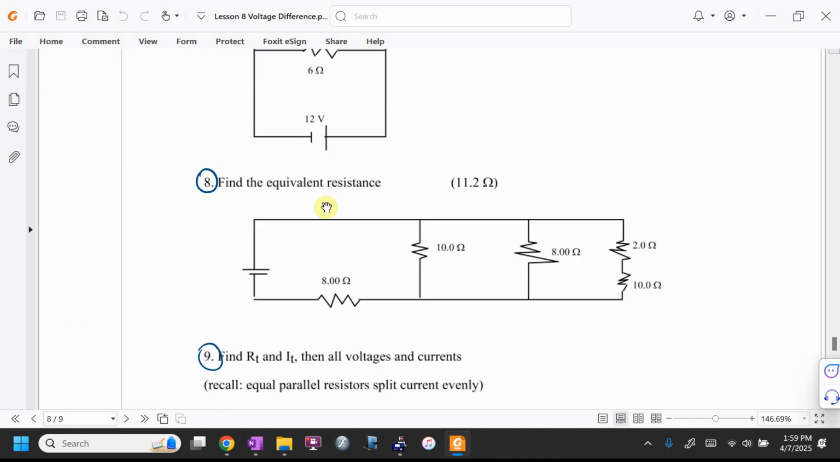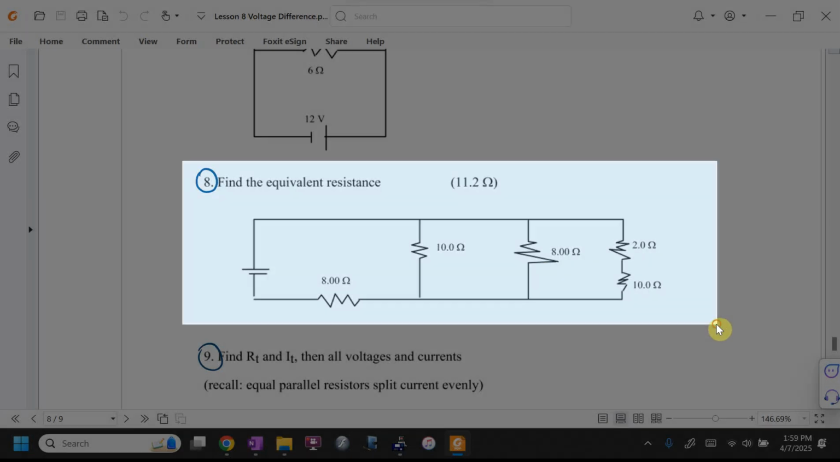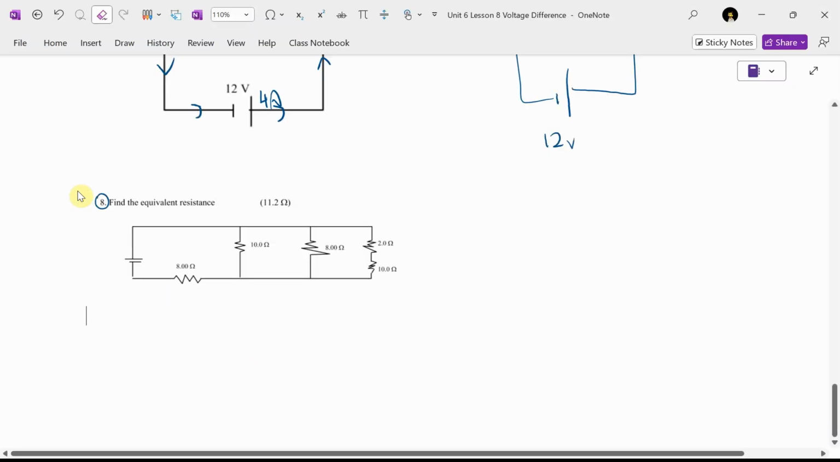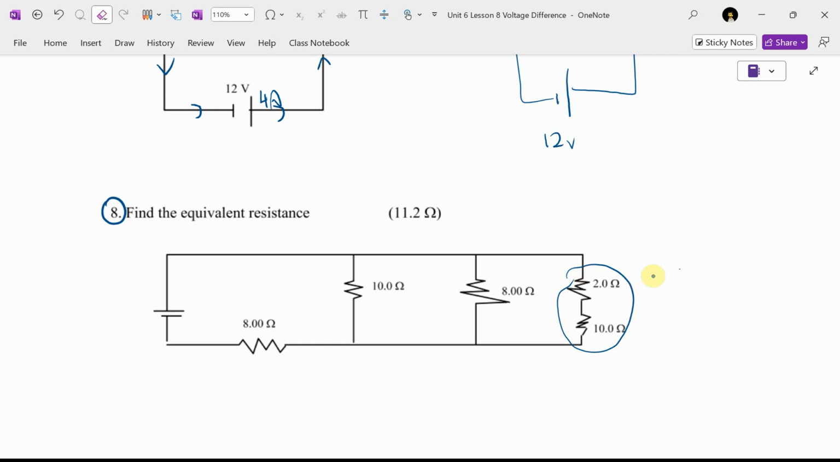Number 8 says find the equivalent resistance. Okay, it's not saying solve, it's just saying turn this into one big uber resistor. I can do that. I'm going to start with these two on the end that are in series right here. I can combine these. That's a 12 ohm resistor.